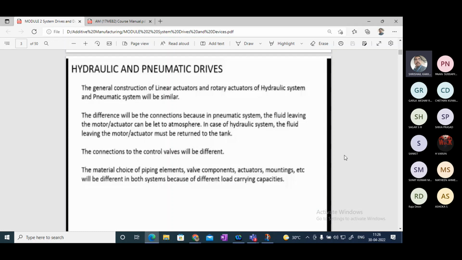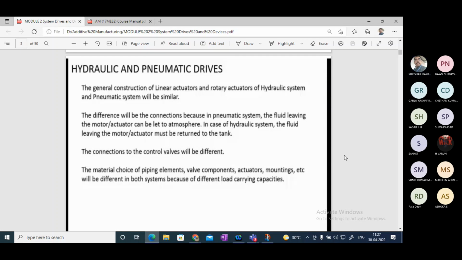The rotary drive will be of rotary type, just like turbine blades. The linear type uses pistons. The piston reciprocates and gives you linear mechanical output. And the rotary actuators give you rotary mechanical output.